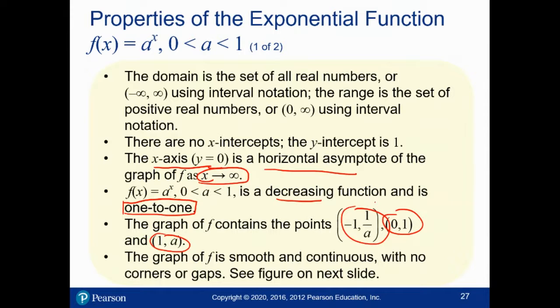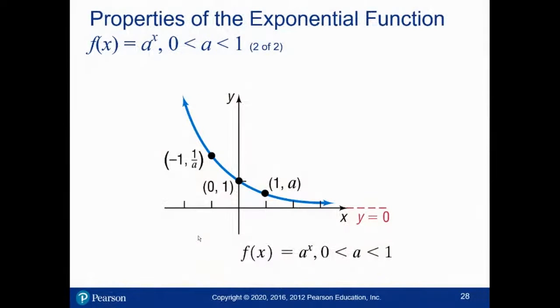It's just now that since a is less than 1, 1 over a is going to be big, and since a is less than 1, a is going to be small. But it's still a nice, smooth, continuous curve. Here it is. It's just the mirror image of the a being bigger than 1 curve that we would have seen over here.